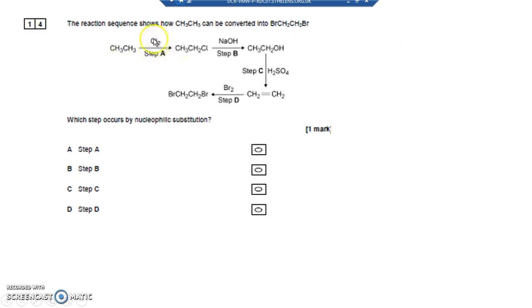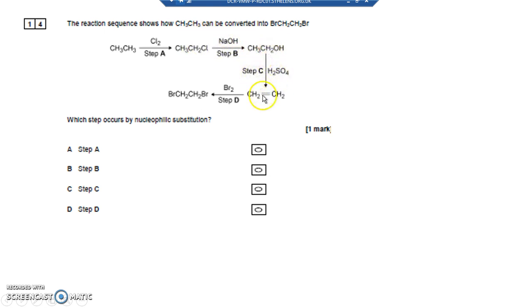Question number 14, let's have a look what's happening here. We've got ethane forming chloroethane via a free radical reaction involving ultraviolet light and chlorine. Then we've got nucleophilic substitution as the OH bonds to the C of the CH2, that polar bond, and releases Cl minus and substitutes. This is the OH minus as a nucleophile, an electron pair donor, so we'd replace the Cl here with nucleophilic substitution.